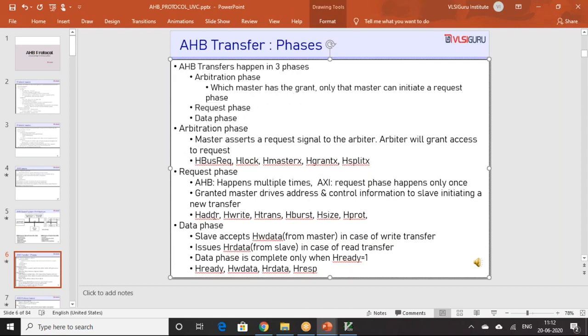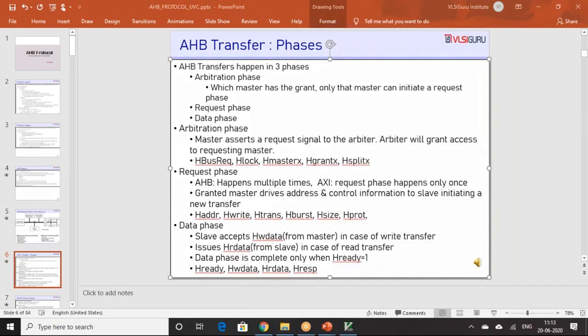So let's understand these phases now. In the arbitration phase, the master asserts a request signal to the arbiter. The arbiter will grant access to the requesting master. What is the arbitration phase? Let's understand.